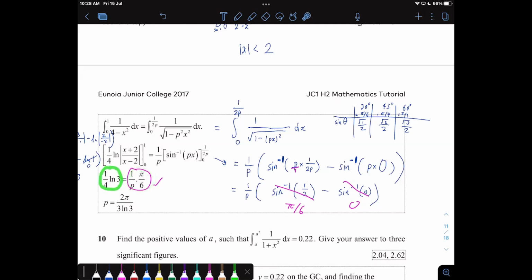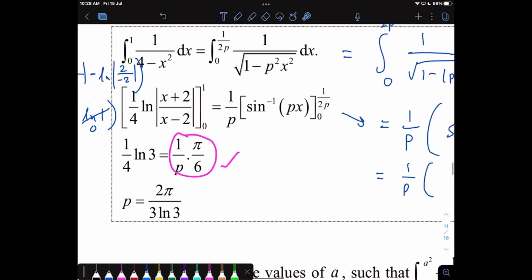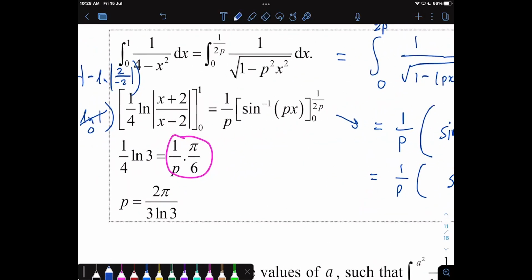Okay, still whatever we calculated just now. Then you just make p the subject. Okay, I show you how to do it. So here you got divide by p, so bring it over, become times p. So what we will get? P over 4 ln 3. Right, because you multiply by p, 1 times p is p. Equals to pi over 6. Then you can rewrite as p times ln 3 over 4 equals pi over 6.